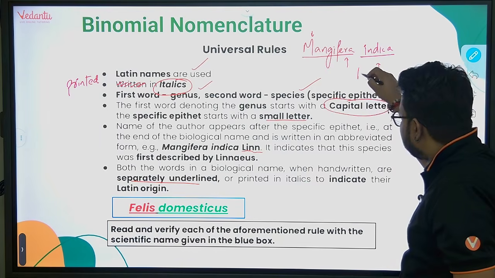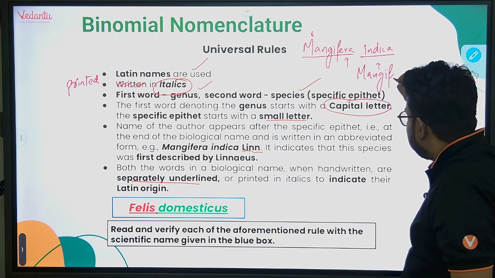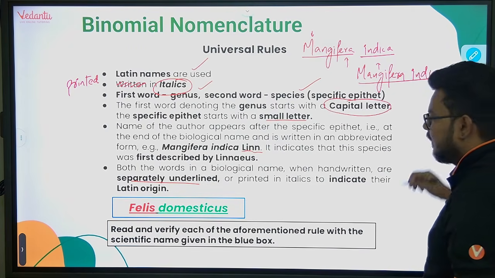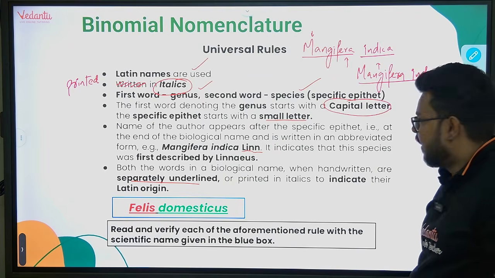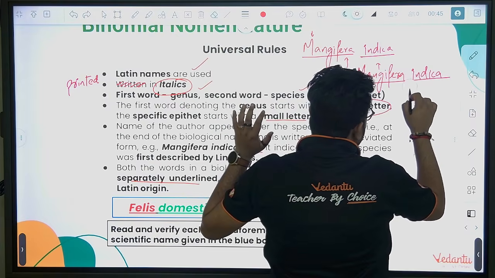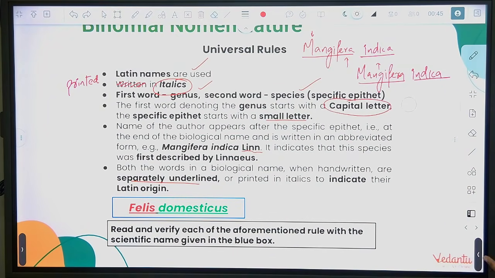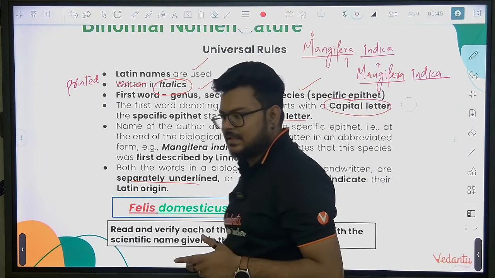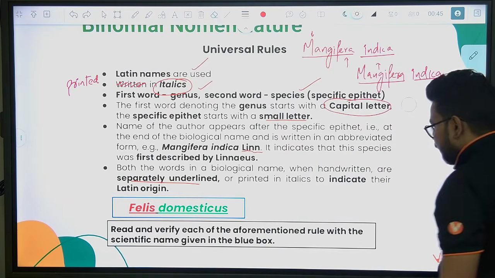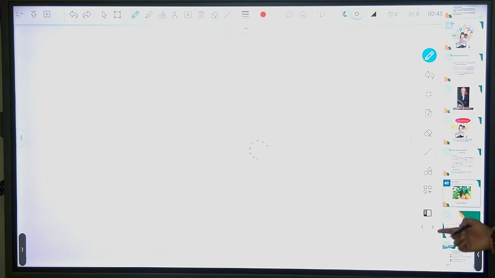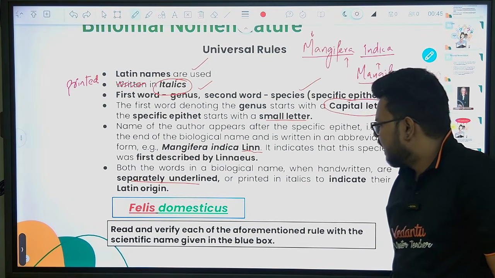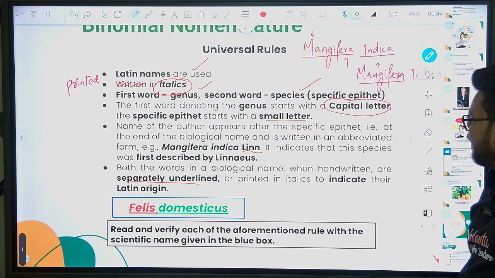If I'm writing Mangifera indica and I underline it together like this, it is not correct. You have to make it separate, like this, and the first letter of the genus name should be in capitals and the first letter of the species should be in small letters. A few examples they have given are Mangifera indica and Felis domesticus. I think nothing else is required.